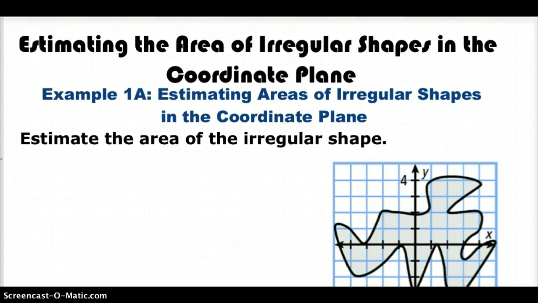In these next couple examples, we're going to look at how we can estimate areas of these irregular shapes in a coordinate plane. There's a couple methods that we can use, but we did actually skip the section on composite figures, so we're just going to use one main method to do this, okay?